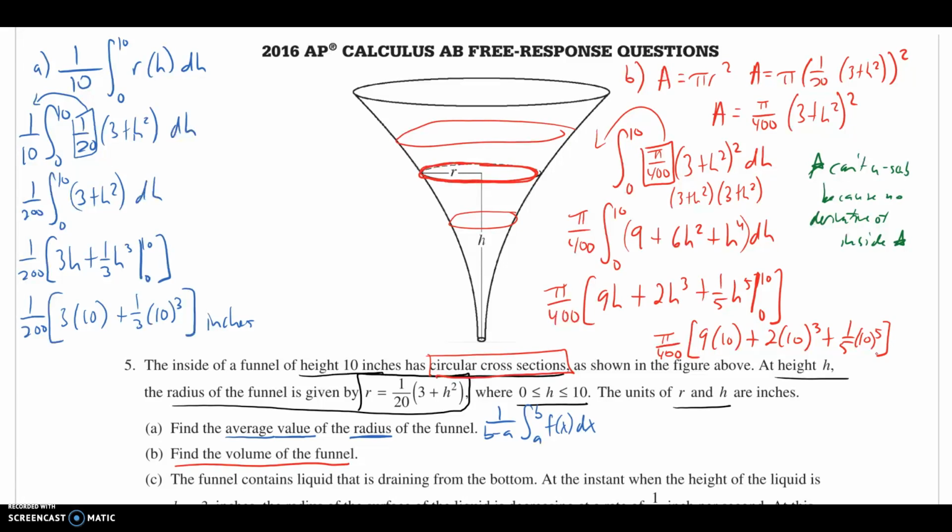Big thing on units: if everything was measured in inches, just remind yourself volume has to be those units cubed. Tack those on the end. And we are good to move on to part C. We'll scroll down to use our space for part C.